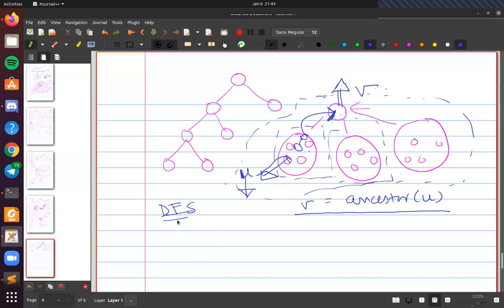And every time I do a DFS for V in which U comes, V is always the ancestor. So how many times will U be used in a DFS? The number of ancestors it has. And the number of ancestors is log n. So for every node, I just visit log n times, so the complexity is n log n. Okay, got it.